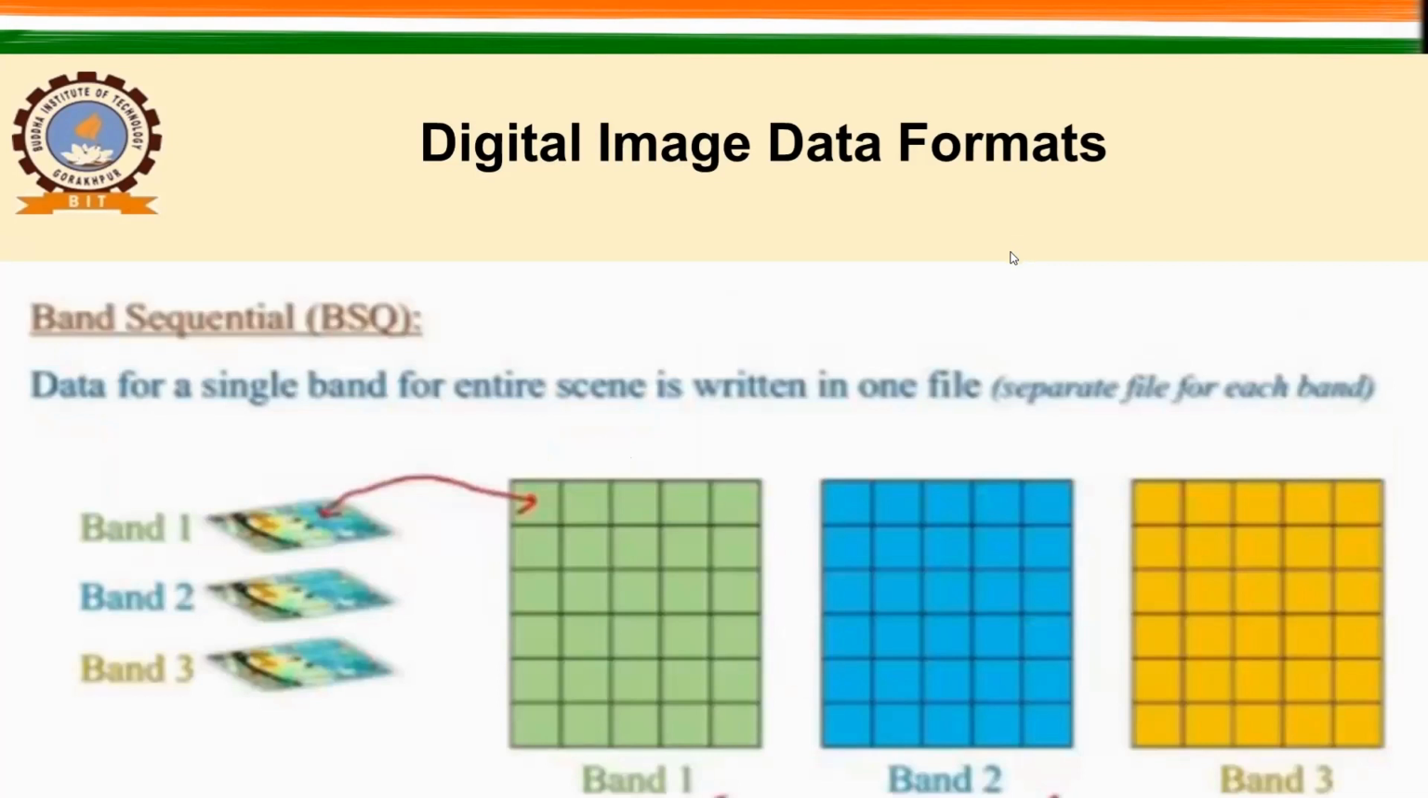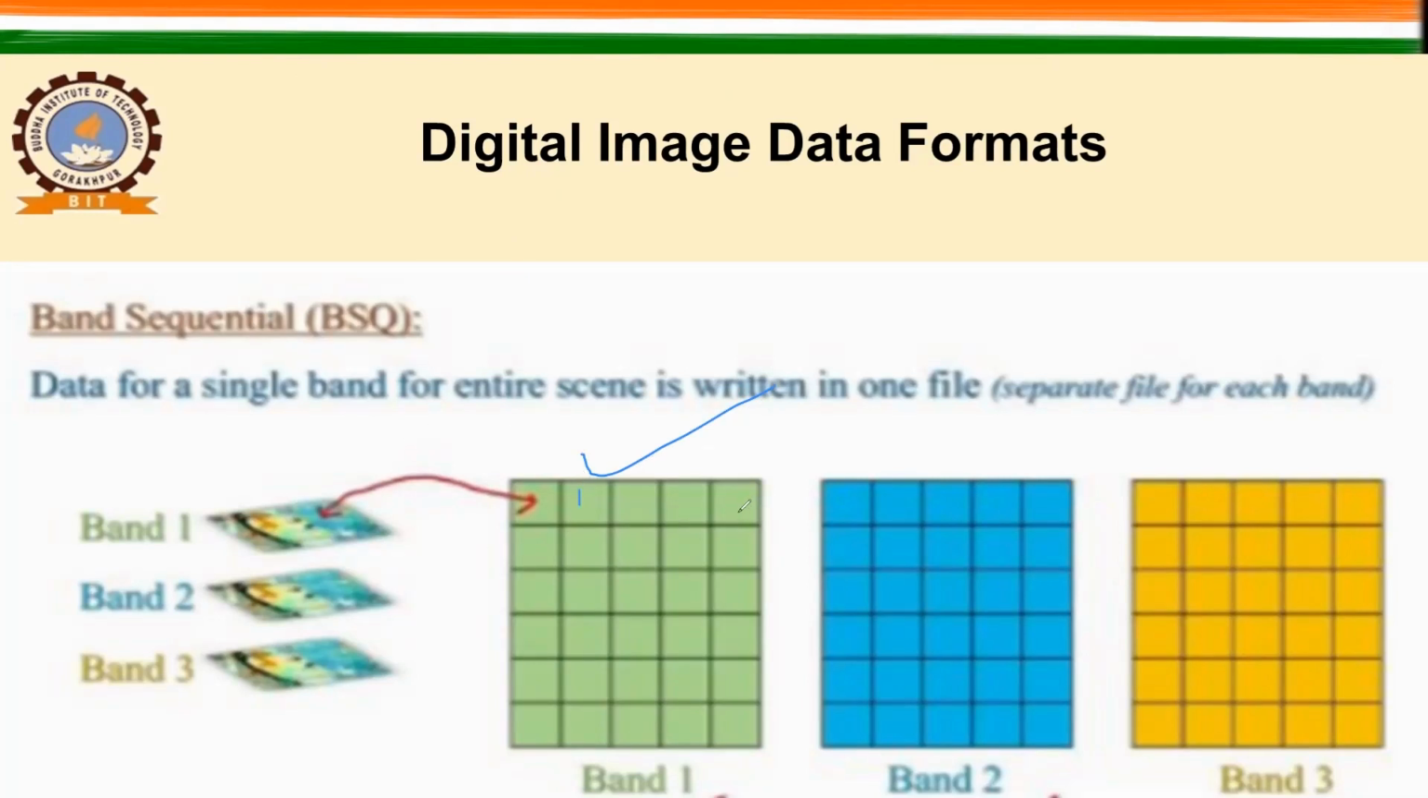So let us start with the first one, which is band sequential. So here you can have band 1, that means you have a matrix, and each value corresponds to one digital number, and in an image it is called a pixel. So 1 pixel for this image is basically 1 DN value in your matrix.